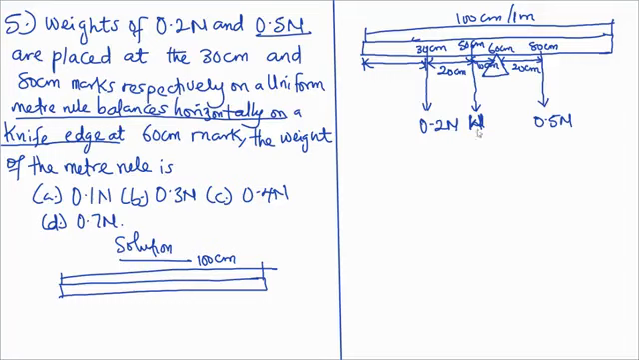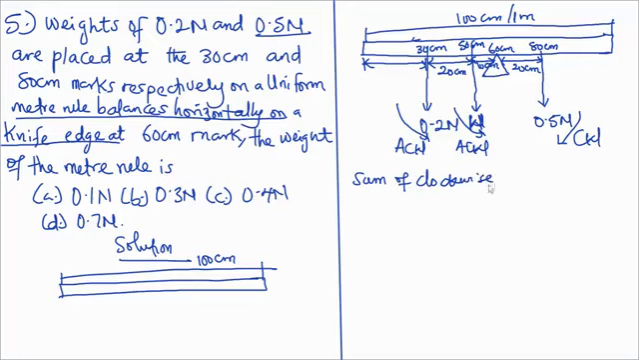So what are we to do? I told you that whenever you have things like this, one will be your anti-clockwise moment, and this is your clockwise moment. This will be my anti-clockwise. And don't forget our rule that the sum of clockwise moments is equal to the sum of anti-clockwise moments.